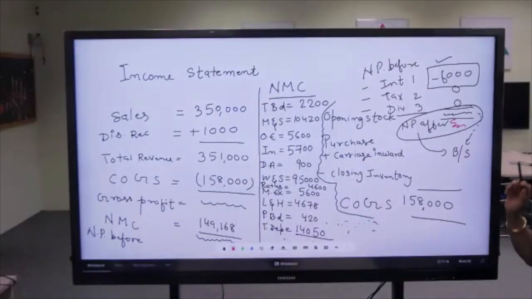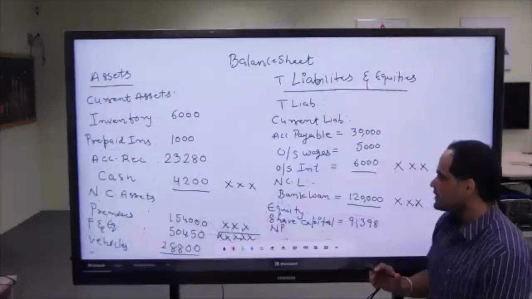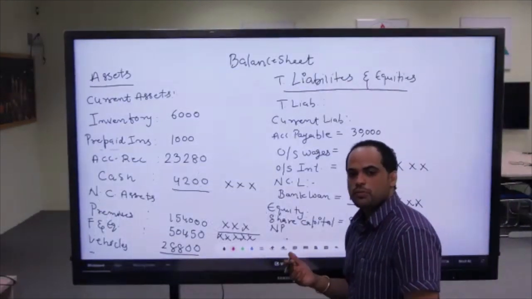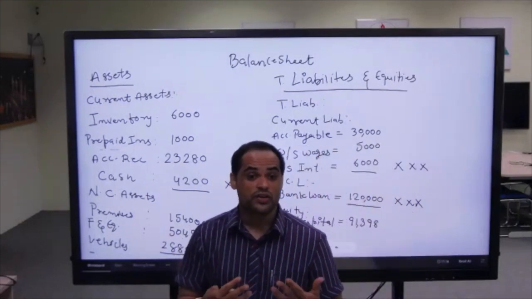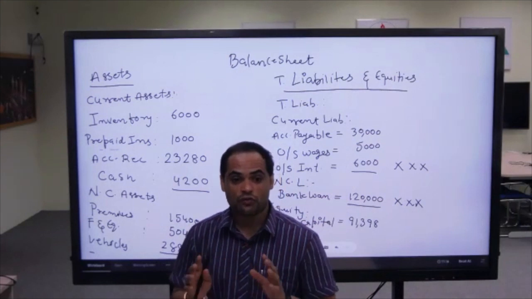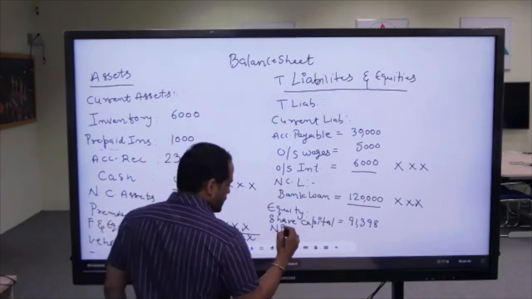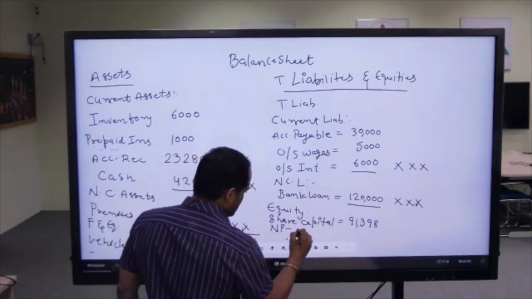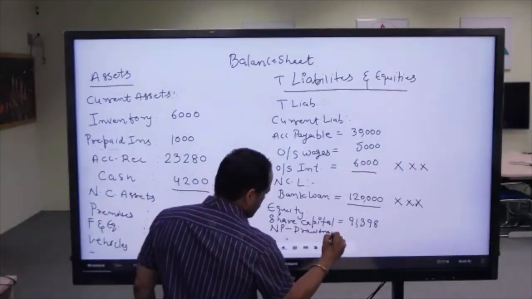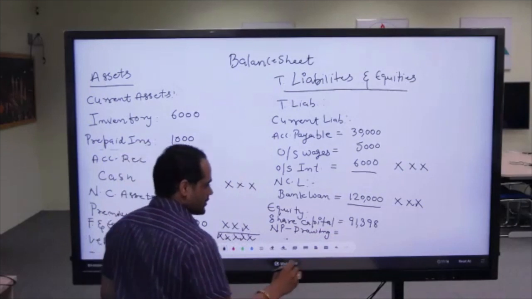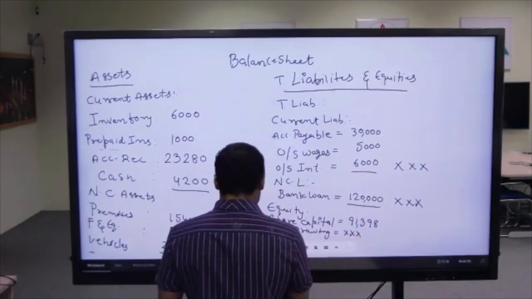Remember in the previous lecture, I explained to you about drawing. So do not forget to subtract drawing from your net profit after, but from your balance sheet, not from your income statement. All right. So now net profit minus drawing. This is your net profit, whatever it is, minus drawing.